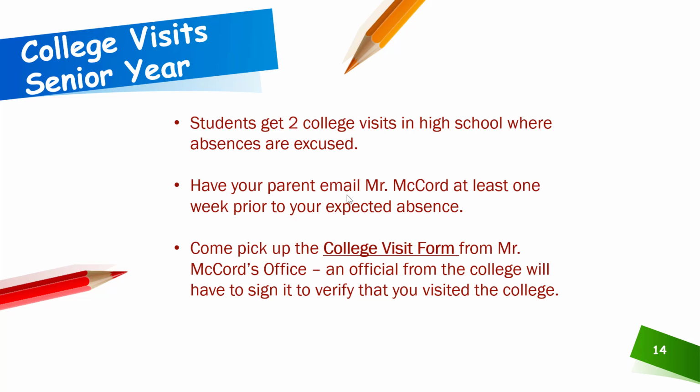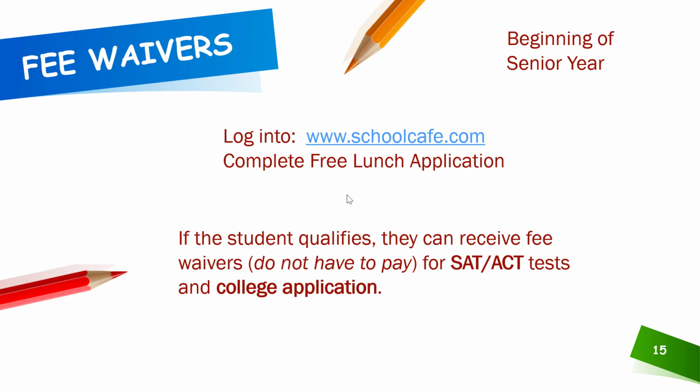All right. Everybody wants to do college visits their senior year. You get 2 college visits in high school. If you took one junior year, you'll only have one senior year. So you just have your parent contact Mr. McCord at least 1 week prior to the date when you plan to be absent, and then make sure you stop by Mr. McCord's office and pick up the college visit form. It's an official form that you're going to take to the college, and you'll have a college official sign it. You return that form to the attendance office when you come back so that your absence will be waived.